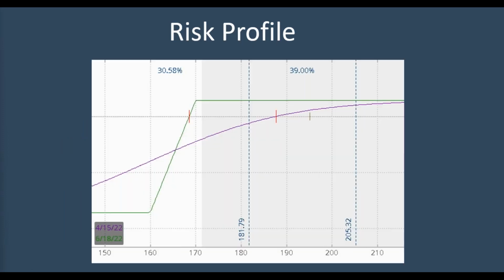Want to go over the risk profile? I've shown you this before, and this is one of the ways I look at managing the trade: when to get in, when to get out. The green line is what the credit spread will be worth at expiration.